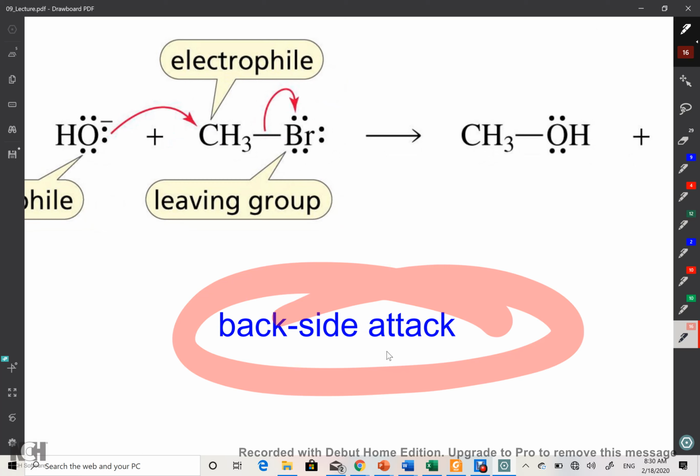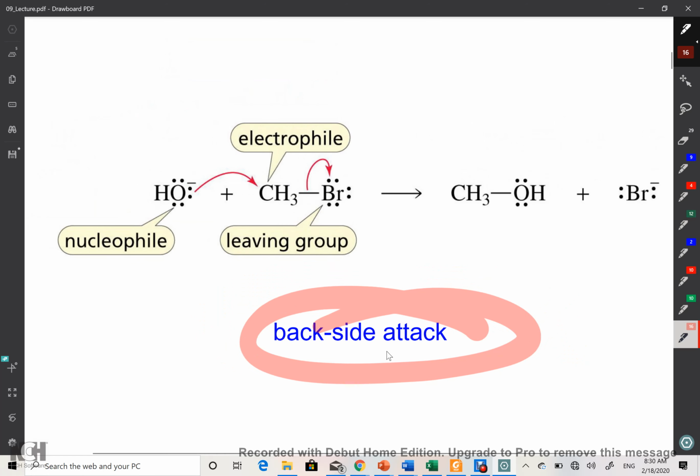We'll talk about the SN1. That's what I will encourage you guys to do. Let's finish with the SN2 first. We'll get to the SN1.